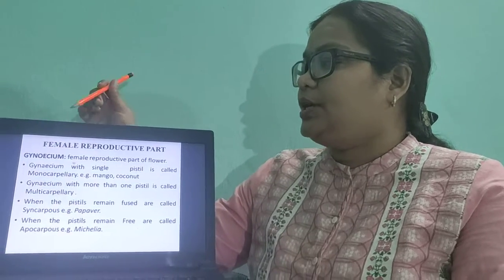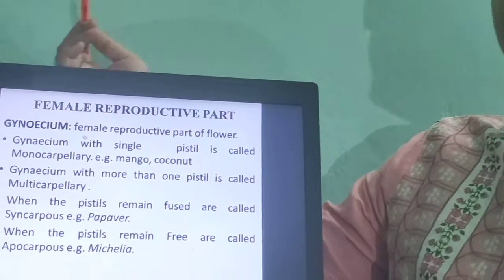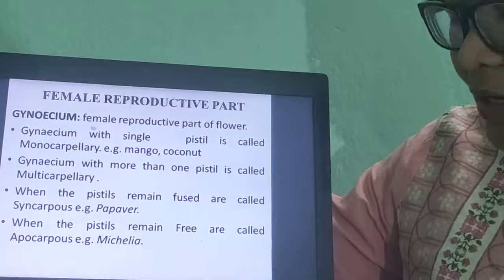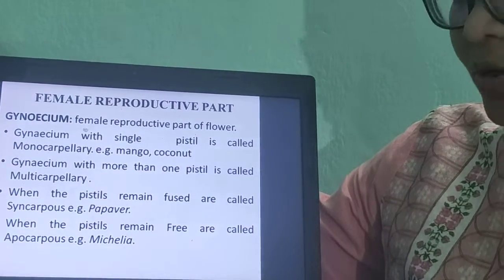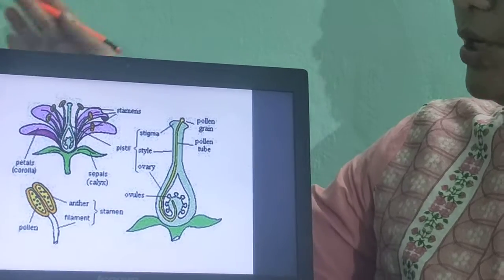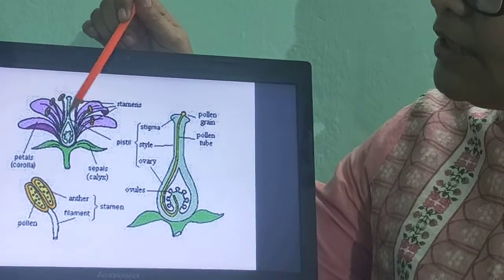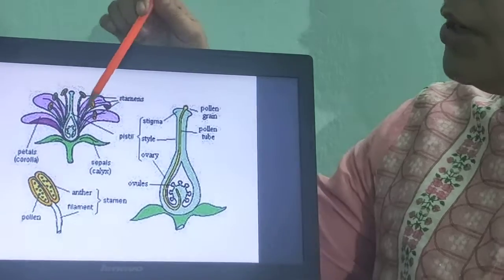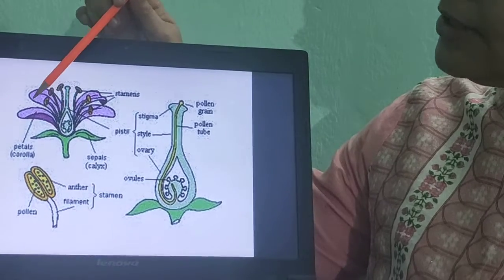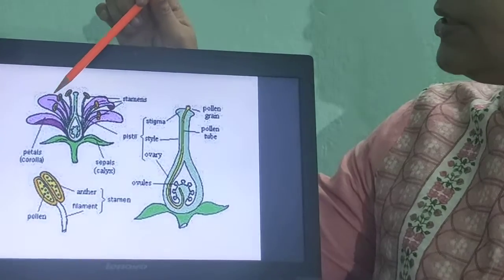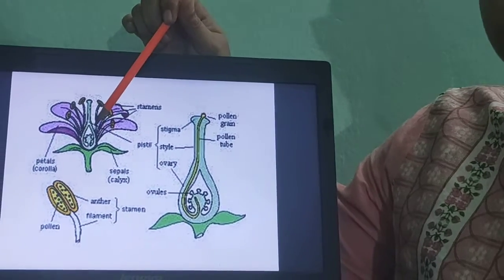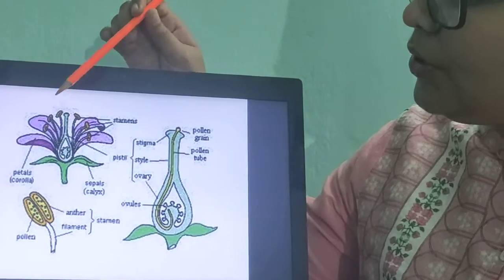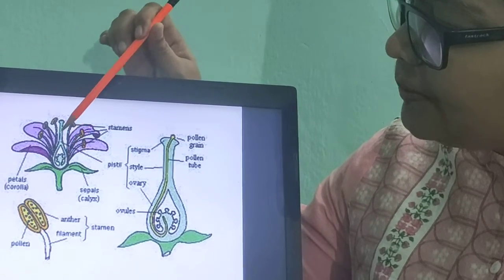So here you see the female reproductive part. Which is the female reproductive part? We know the gynoecium is the female reproductive part. So here you see, this is the longitudinal section of a flower, having calyx, corolla, which we have already discussed. These are the stamens and this is the carpel. Clear? So here a single carpel is present.